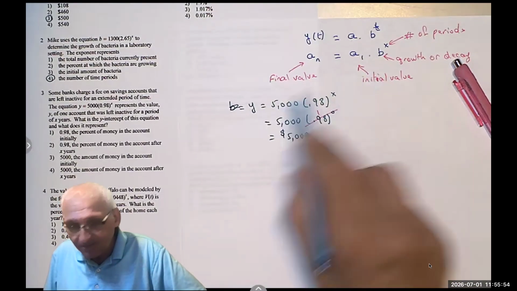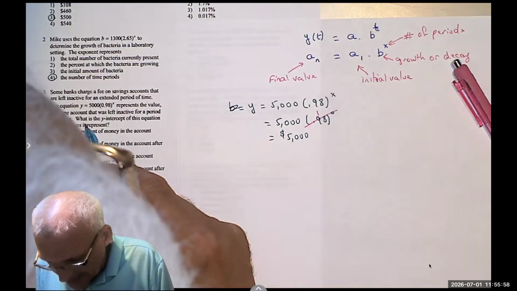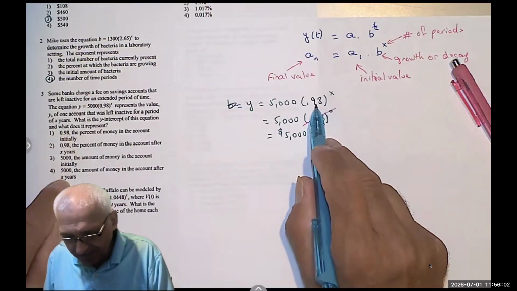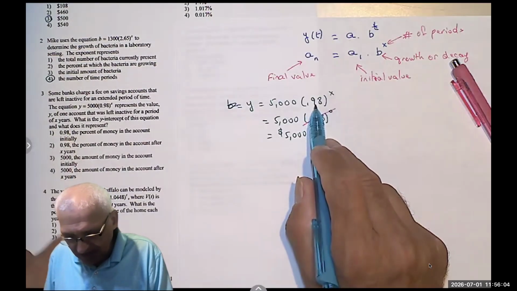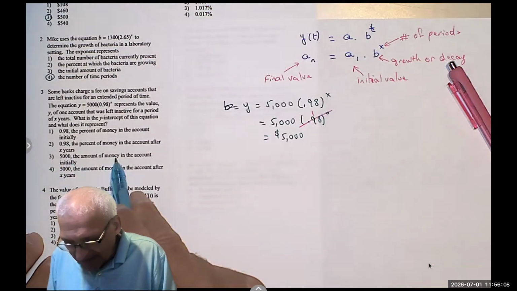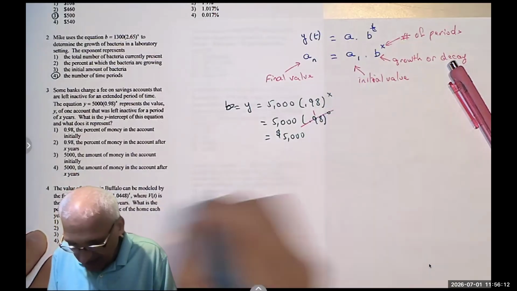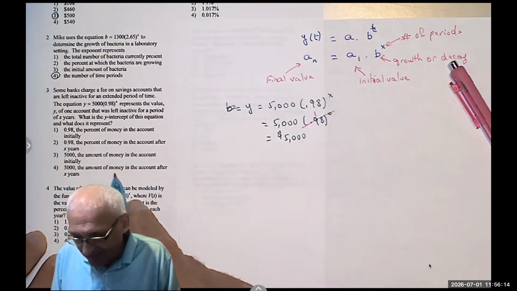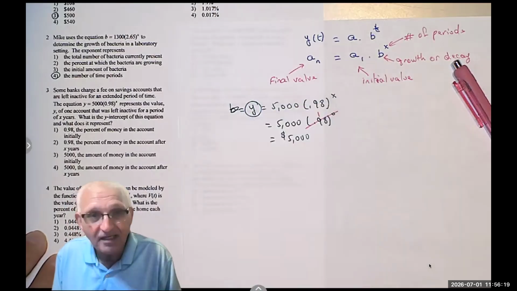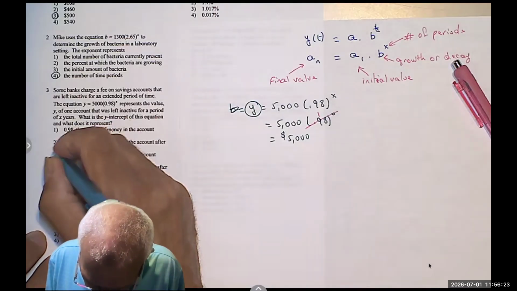And what is the $5,000? The initial value. So they tell you, what is the y-intercept? Is the y-intercept 0.98? No, absolutely not. It's 5,000, but which one of them? The amount of money in the account initially? Initial? Yes, it is. Or is it the amount after x years? No, the amount after x years would be y, not 5,000. So it's number three again.